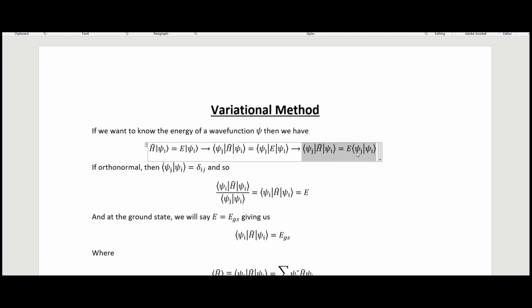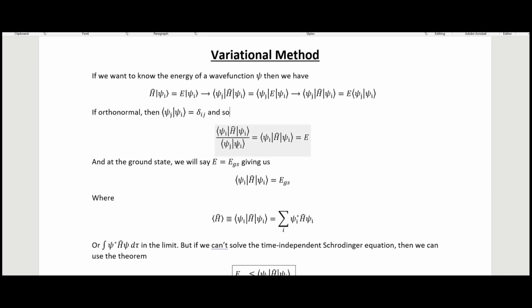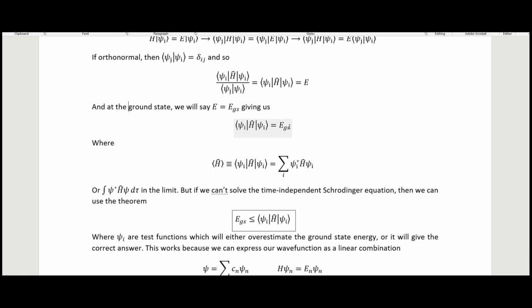But we're saying that this is orthonormal, so this inner product right here is just going to be the delta function. And so when we divide through by this inner product, which is what we have here, we can just say that the denominator is equal to 1. So we just have this part right here. And so at the ground state, we have the energy obviously being equal to the energy at the ground state. And so we're saying at the ground state we end up with this right here.